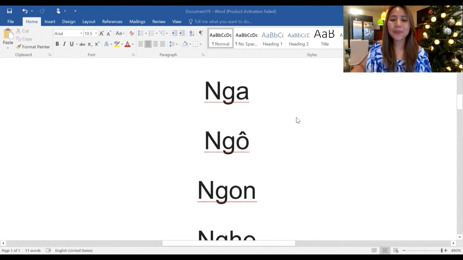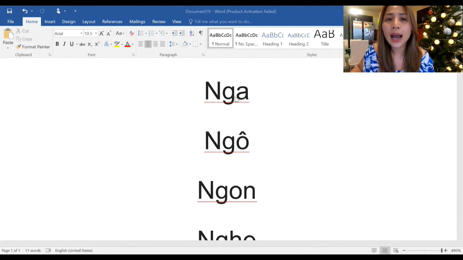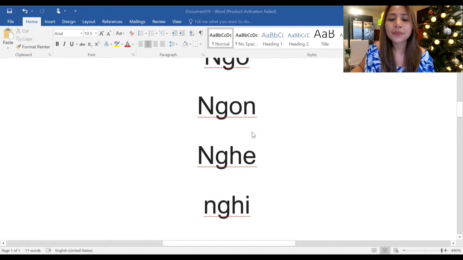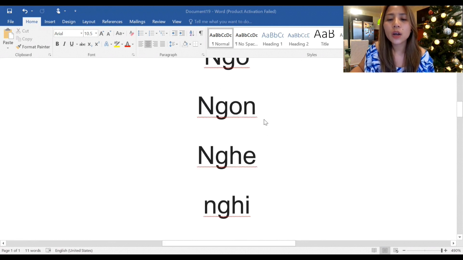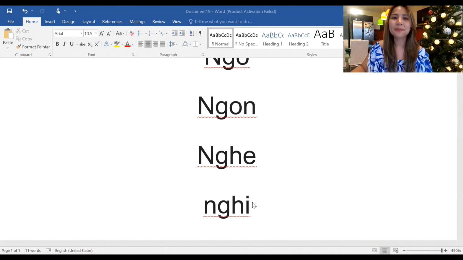Let's see some words with ng combined with a vowel. Nga, nga. So basically, this one is ng and a. This one is ngô. Ngon. Nghe. Nghi. That's it. Let me know if it helps, and I will see you in the next lesson.